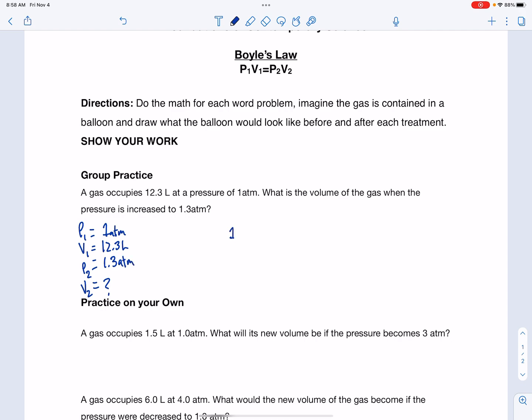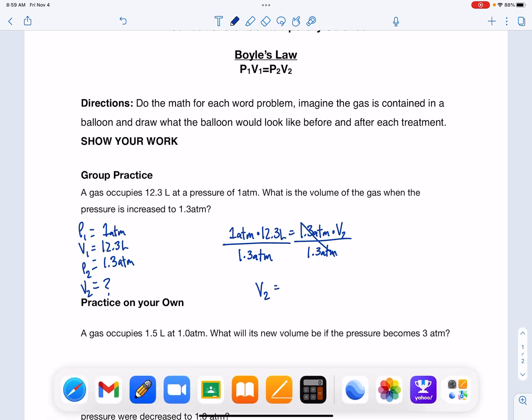We know that 1 atmosphere times 12.3 liters is equal to 1.3 atmospheres times, who knows, we're going to solve for V2. To get V2 alone in this equation, we're going to divide both sides by 1.3 atmospheres. And in this case, atmospheres will cancel out, and we should have our final answer here. Let's see if we can solve for this thing.